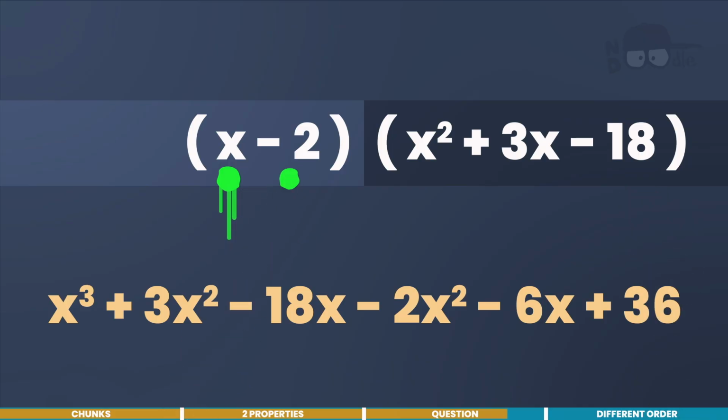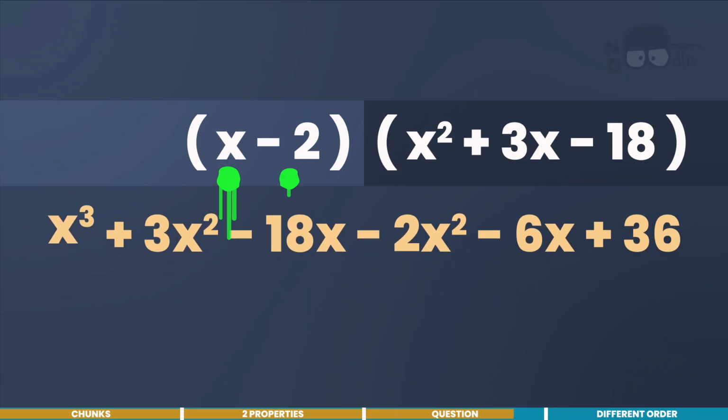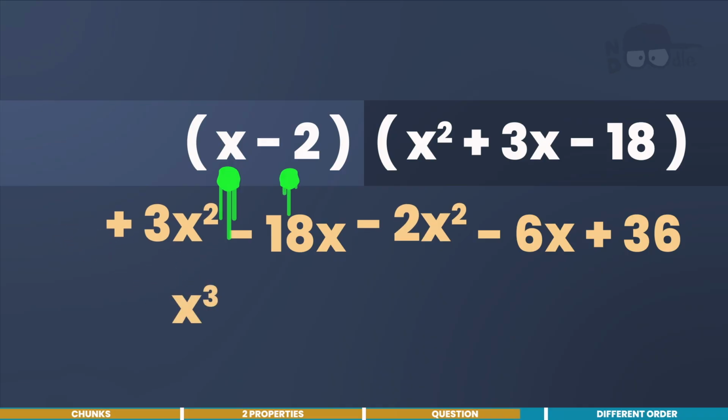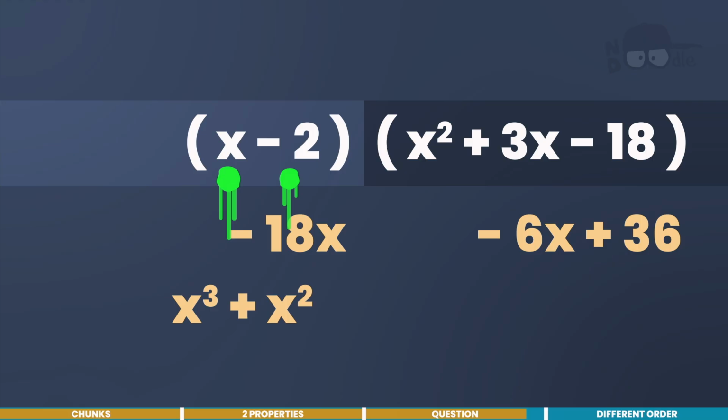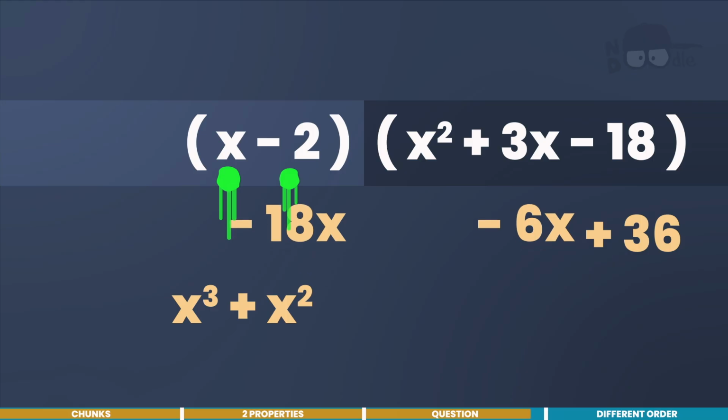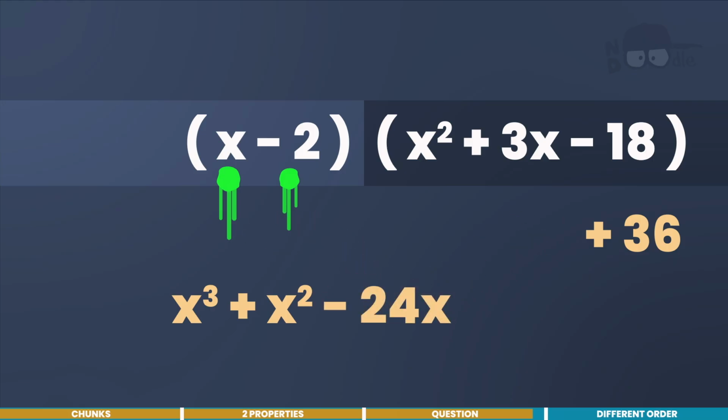So we have our single answer now. The final step is to collect like terms to neaten it up a bit. We only have one x cubed term, so let's write that. Then, for x squared, we've got plus 3 and minus 2, which is plus 1x squared. And obviously we don't write the 1. Then, for x's, we've got minus 18x and minus 6x, which combine to give minus 24x. And finally, we are left with our constant of 36.